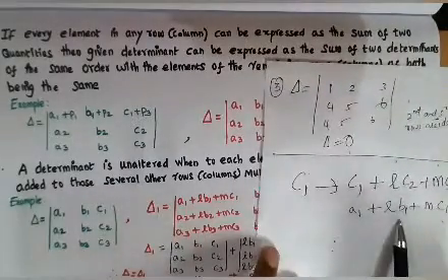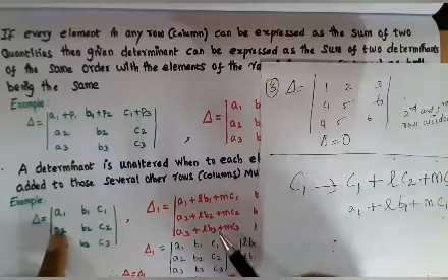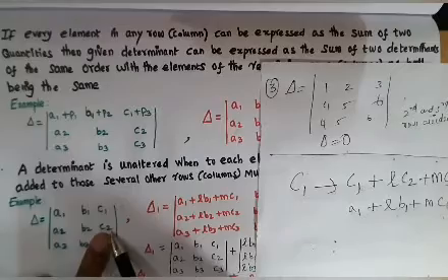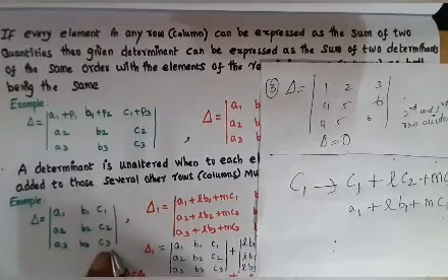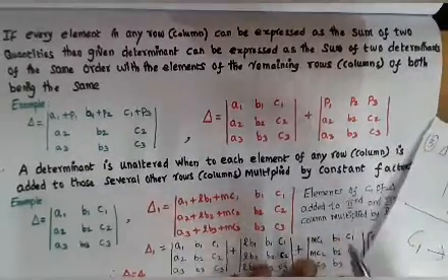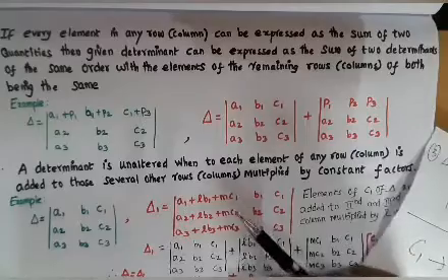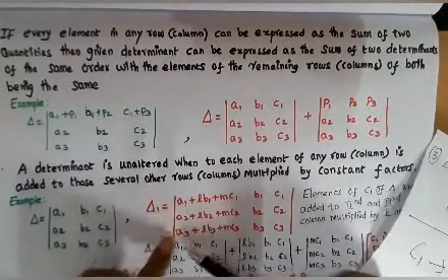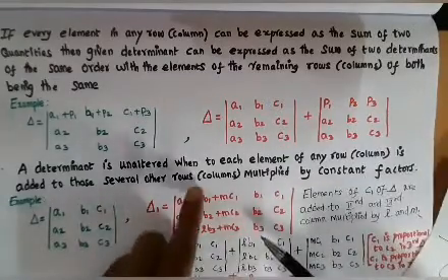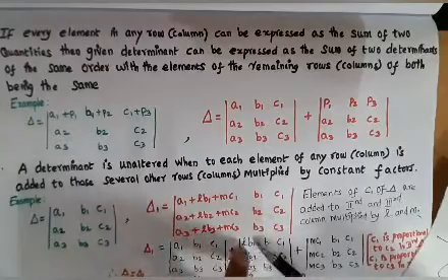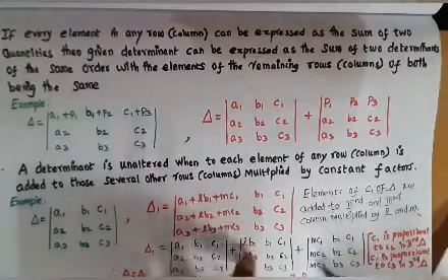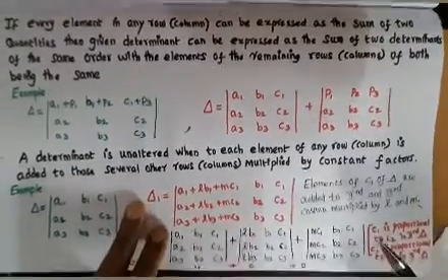So A1 plus LB1 plus MC1. Same procedure: A2 plus L into B2 plus M into C2, A3 plus L into B3 plus M into C3. So now I get this. The remaining columns will be the same. Now I can express it as a split and write. So A1, A2, A3 for column 1 I can write here, then column 2, column 3 will be the same. Then this is also LB1, LB2, LB3, then column 2 and column 3 will be the same. Then the third will be MC1, MC2, MC3, then the other columns will be the same.